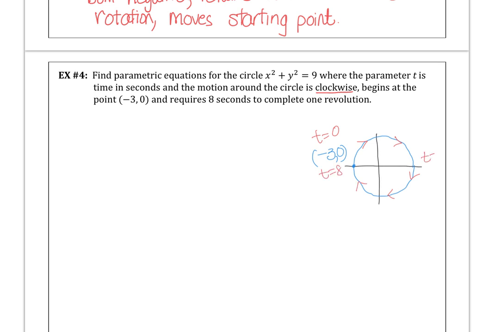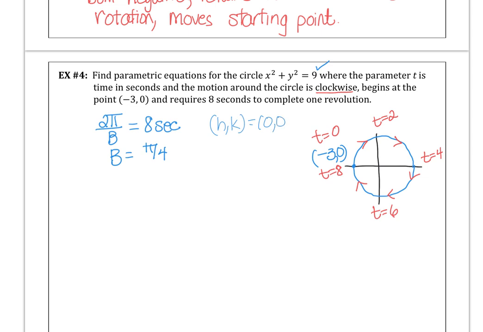That means this has to be 4. This has to be 2. And this would have to be 6 in order to end up at t equals 8. So using what we know about trigonometry, the period 2 pi over b has to take 8 seconds to complete one revolution. So b is our angle measurement of pi over 4. We also know that the h, k value from this circle equation has to be 0, 0, and the radius has to be the square root of 9, which is 3. So the radius is our a value.